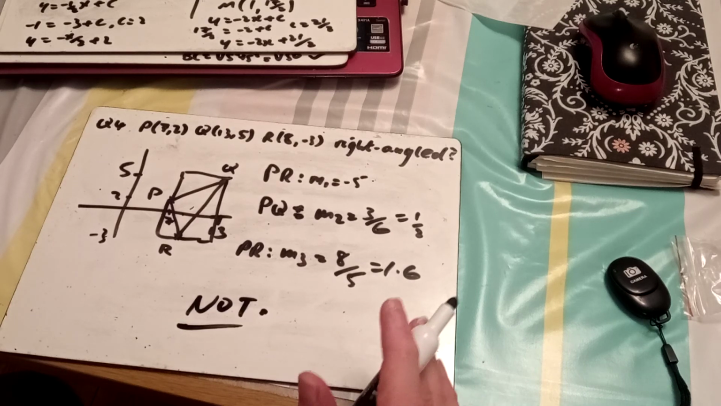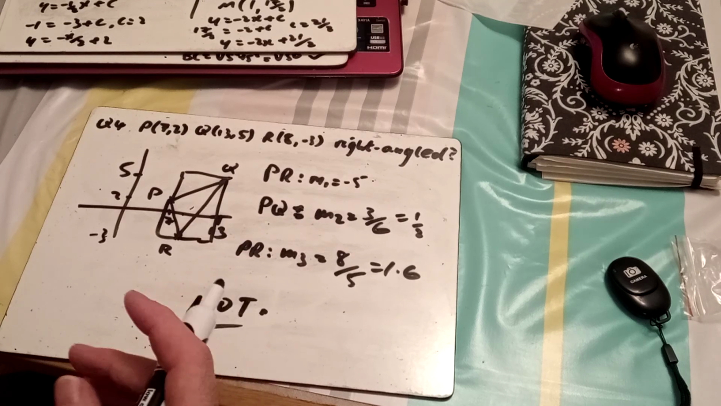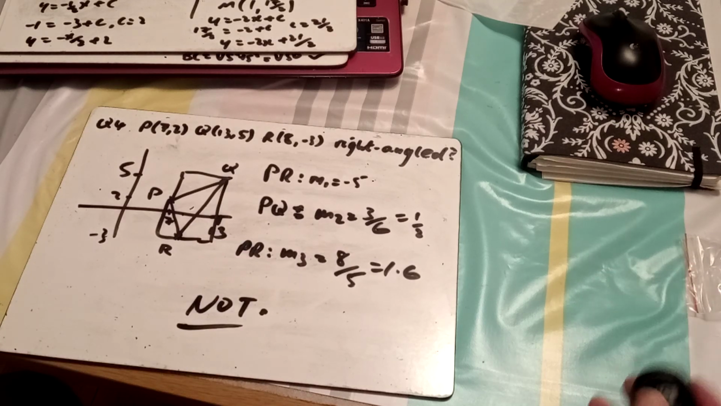And that's it. So perpendicular means that the product of the gradients is minus 1. If you want the distance between 2 points, it's basic Pythagoras' theorem. That's all there is to it.